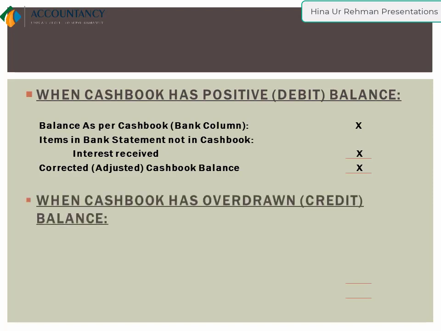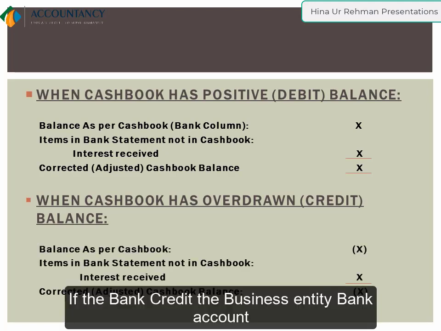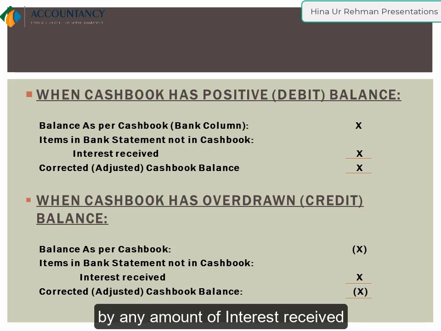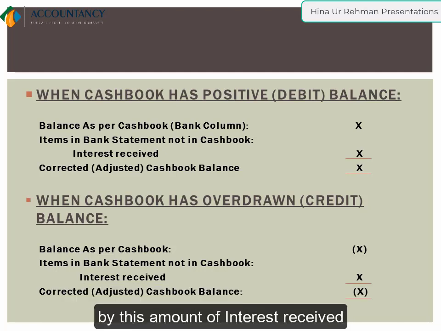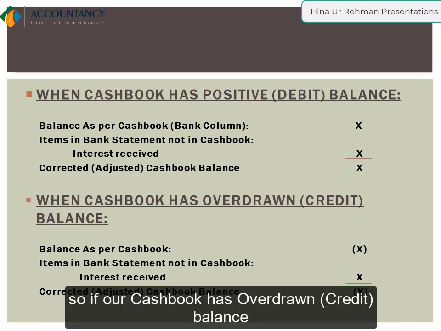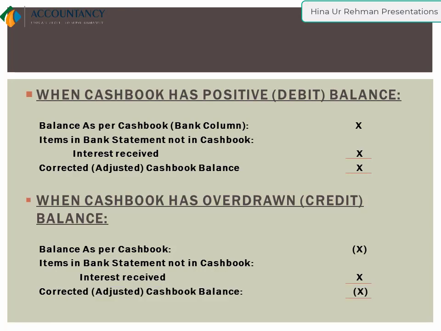When the cash book has an overdrawn credit balance. If the bank credits the business entity bank account by any amount of interest received, then the business entity will debit its cash book bank account balance by this amount of interest received. So if our cash book has an overdrawn credit balance, then this debit balance will be deducted from the credit balance.